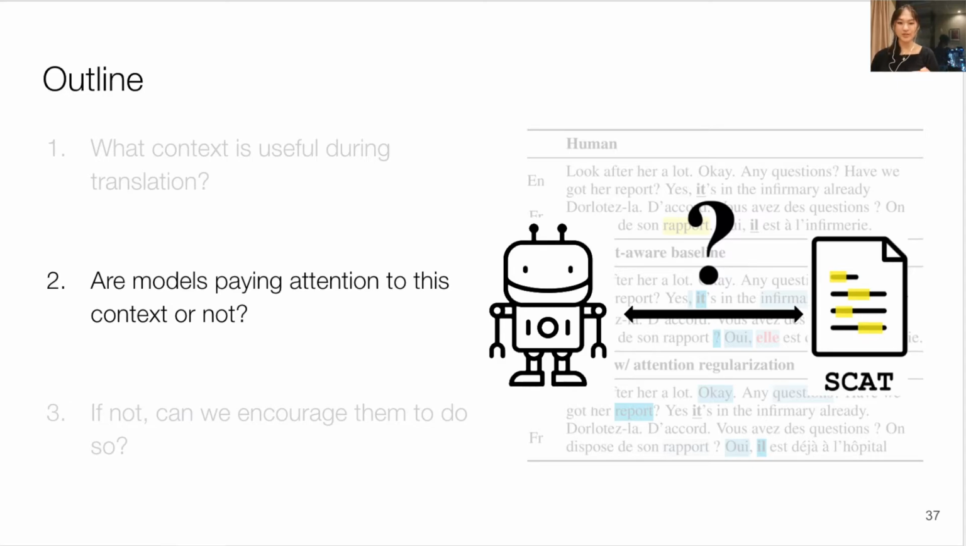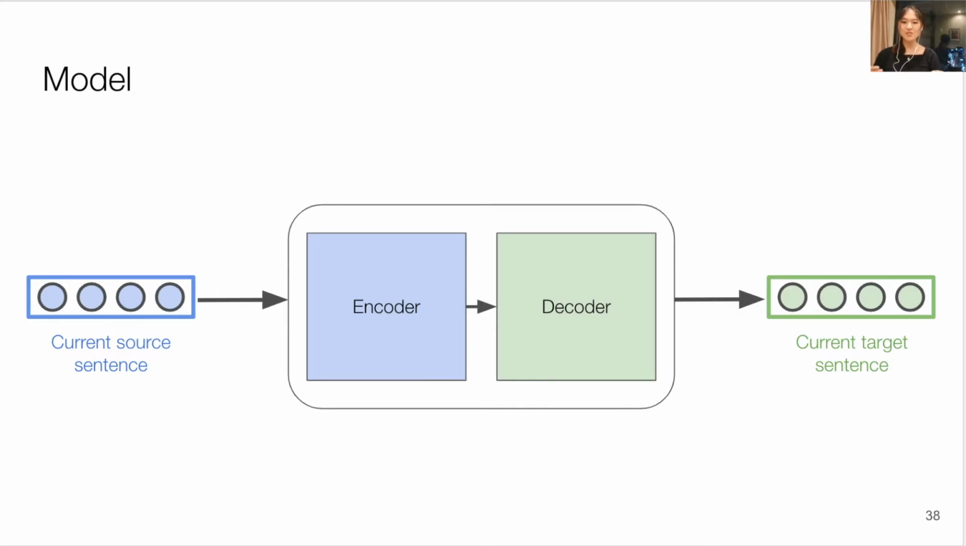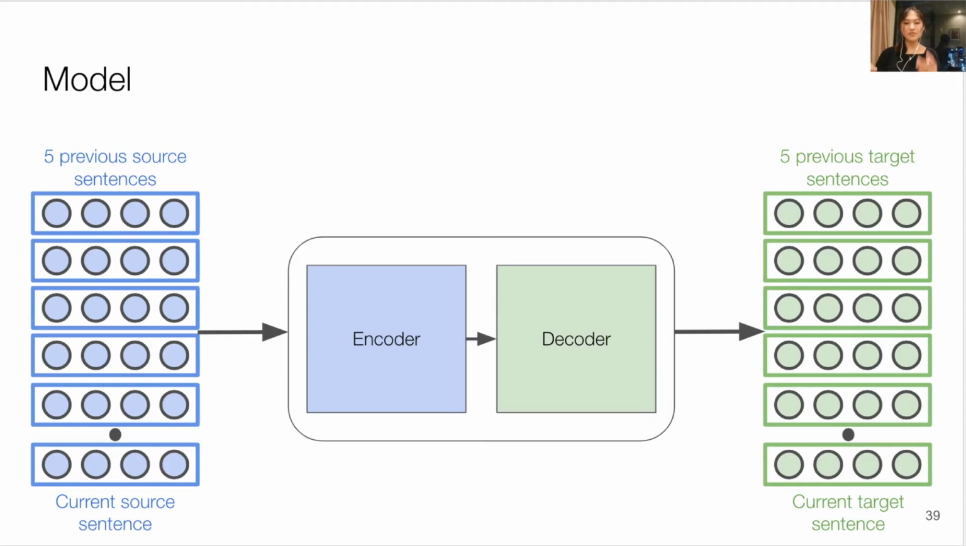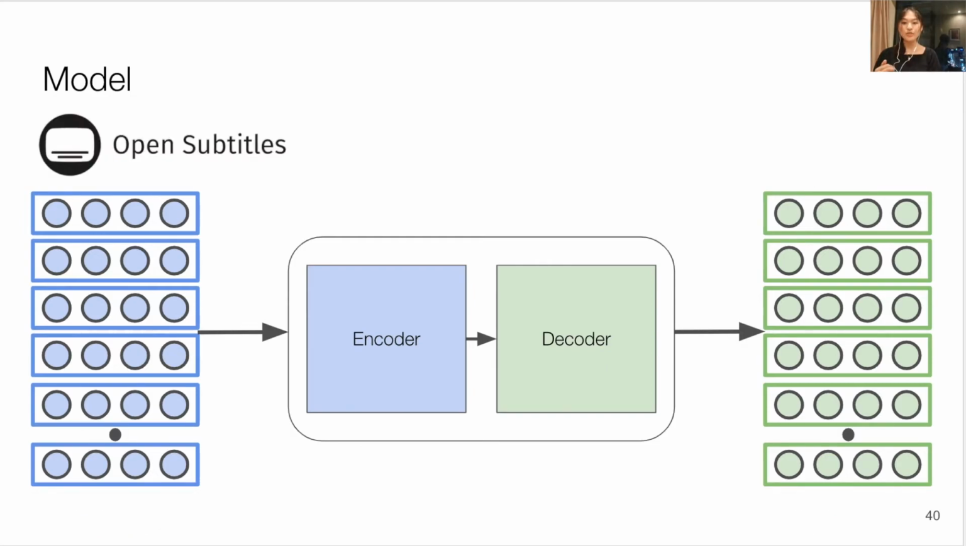Next, to evaluate whether models pay attention to the relevant context, we quantify how much model attention is aligned with SCAT. So for our experiments, we used the standard transformer translation model, but instead of only taking the data sentence by sentence as we do for sentence-level translation, we incorporate the 5 previous source and target sentences as the context by concatenating them to the current sentence that is then fed into the model. We use 14 million parallel English-French sentences from the OpenSubtitles dataset for training.